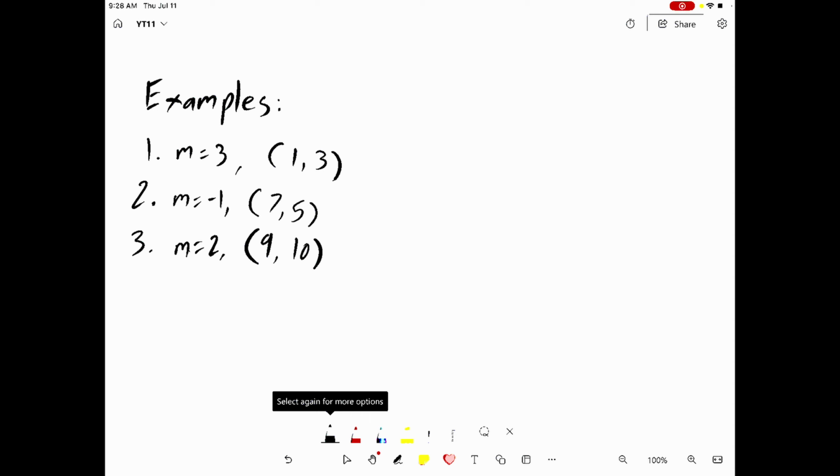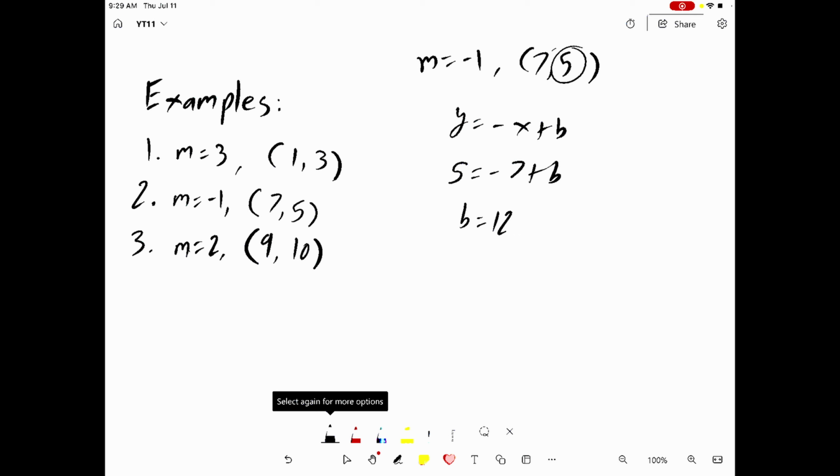For our second example, we're going to be doing the exact same thing. m is equal to negative 1 and the point (7, 5). If we have y is equal to negative x plus b, what we have to do then is, okay, y is this one, 5. 5 is equal to negative 7 plus b. And this becomes b is equal to 12. So what we get here is y is equal to negative x plus 12. Let's substitute our point in. 5 is the y. So 5 is equal to negative 7 plus 12. And that is correct. And that's our second example.